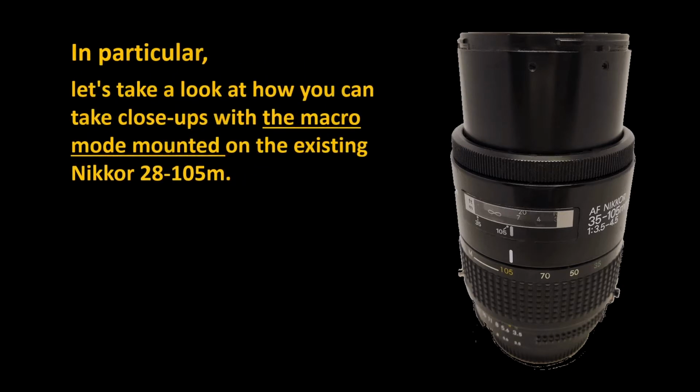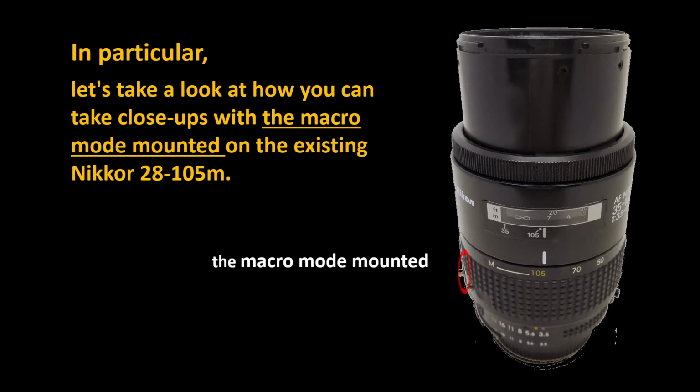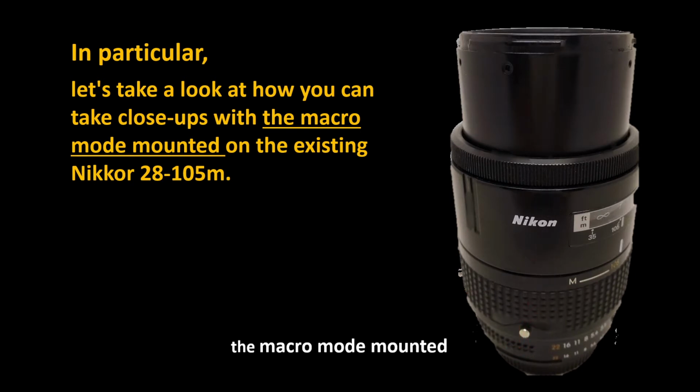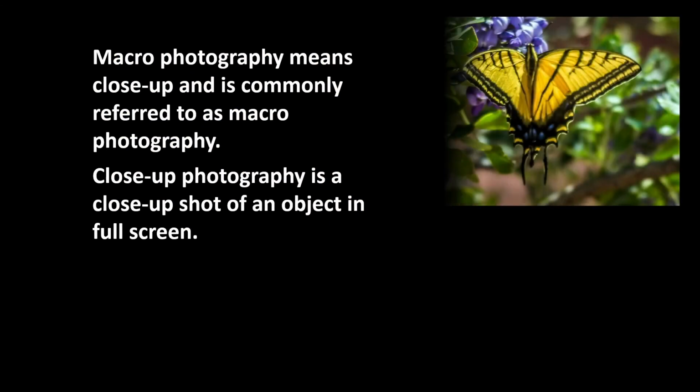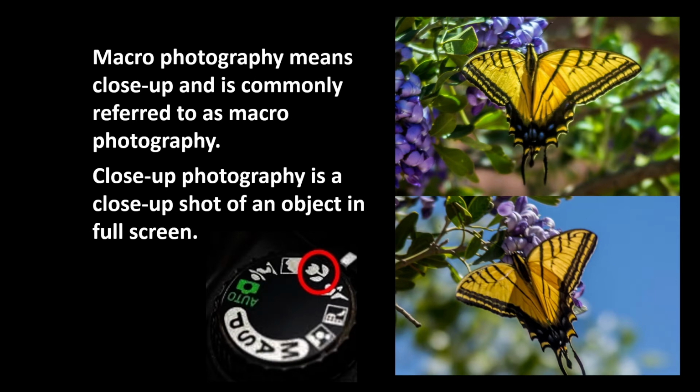In particular, let's take a look at how close-up photography can be performed with the macro mode mounted on the old Nikkor lens. For reference, macro photography refers to close-up shots and is commonly called macro photography. A close-up photo is to shoot an object close and full screen.